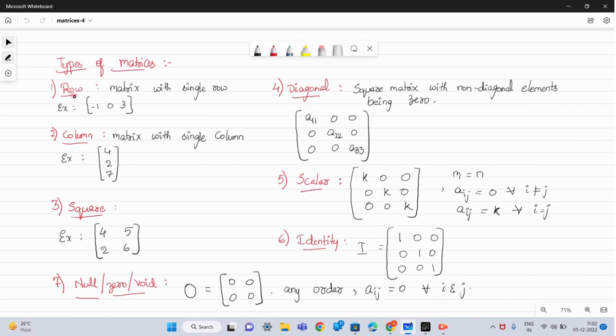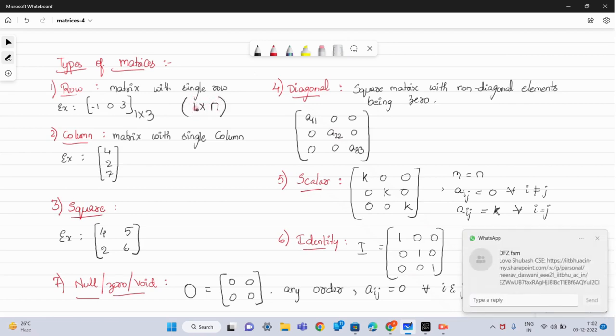So the first type is the row matrix, which is a matrix with a single row. We have only one row, but it can have any number of columns. It can be 1 column, 2 columns, any number of columns, but it has just a single row. For example, this one. What will be the order of this matrix? It will be 1 cross 3, because there are 3 columns. So generally, the order of a row matrix will be 1 cross n. N is the number of columns, but m is always 1.